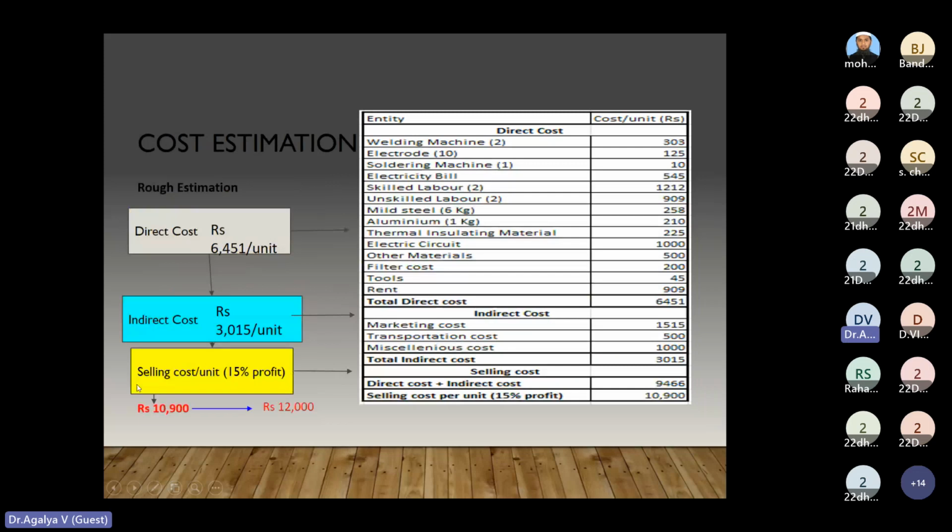With this I can conclude. I'm handing over to all the participants. Are there any questions? You can interact with me. If not, I'm requesting the coordinator to formally close the session.